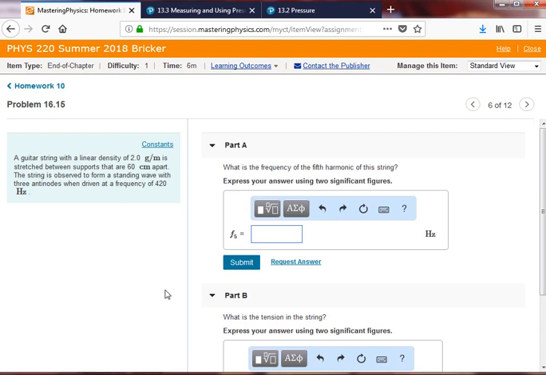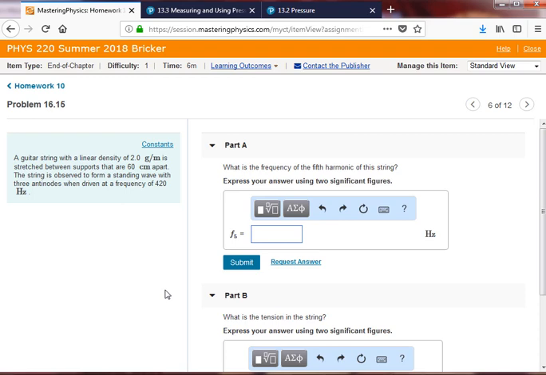Next one, it's a guitar string. Mu is actually given in this problem, 2 grams per meter. Just be careful. You need it to be in kilograms per meter, so divide that number by 1,000. It's stretched between supports that are 60 centimeters apart, so 0.6 meters. The string is observed to form a standing wave with 3 antinodes. So 3 antinodes means it's the third harmonic, n is equal to 3. Driven with the frequency of 420 hertz. Okay, so f sub 3 is 420 hertz.